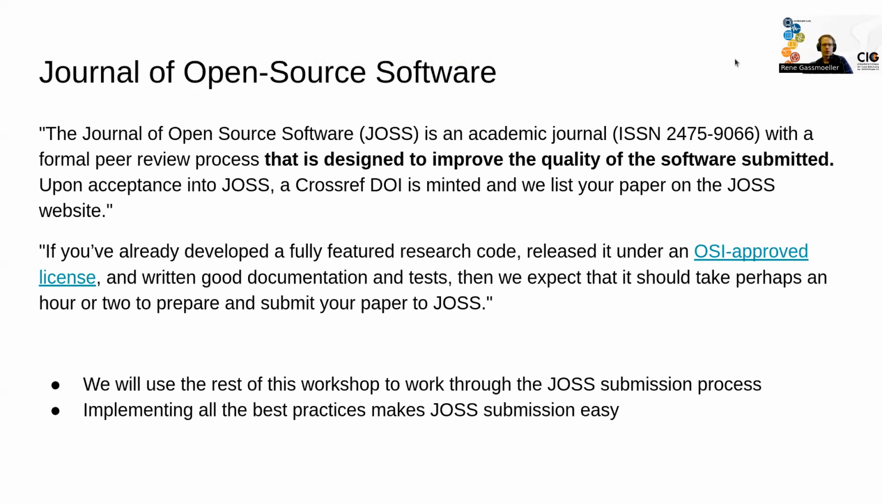The Journal of Open Source Software is an academic journal with a formal peer review process that is designed to improve the quality of the software submitted. And this is one of the big differences to all of the other journals that we've mentioned so far.